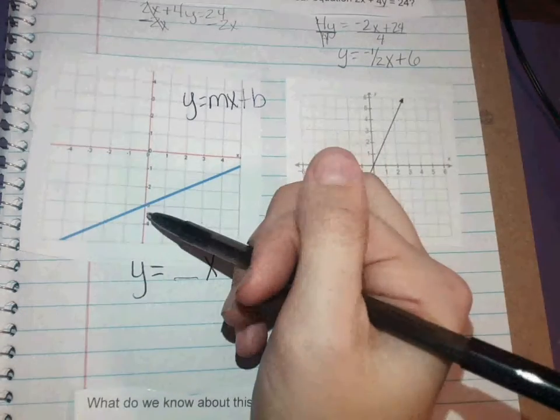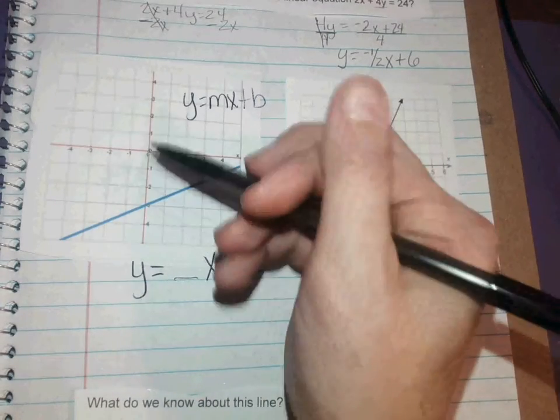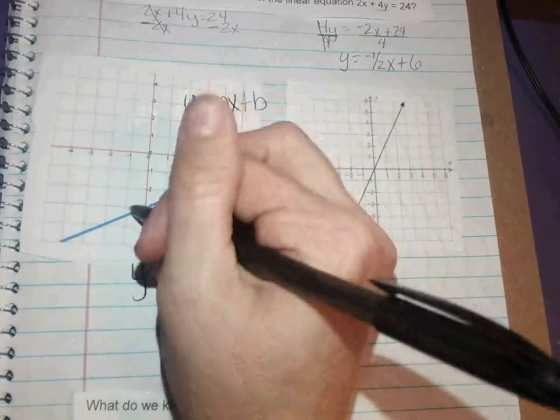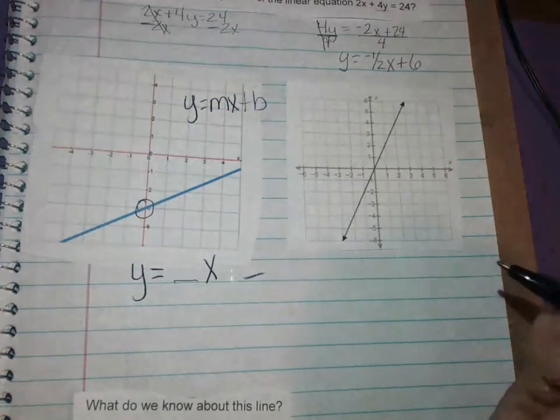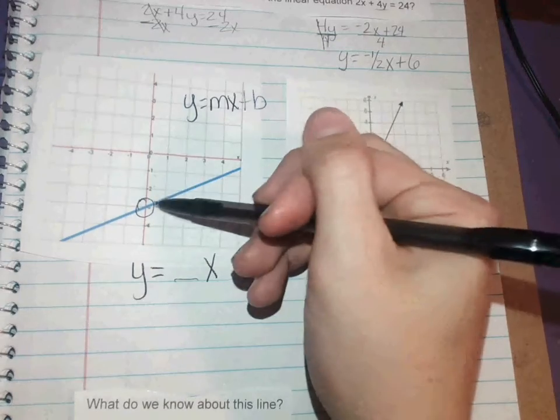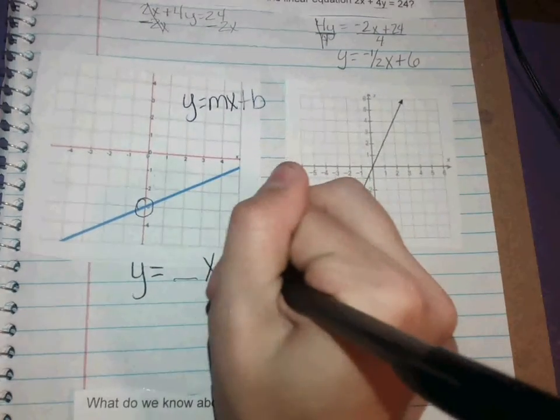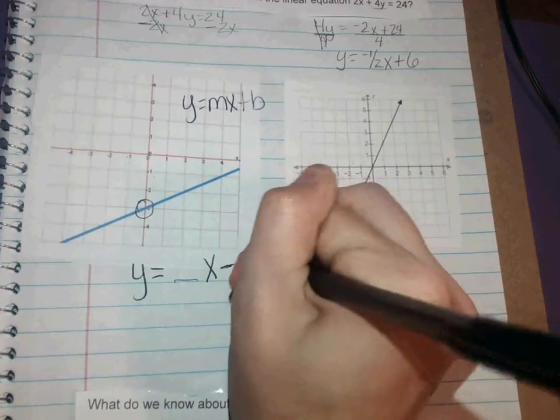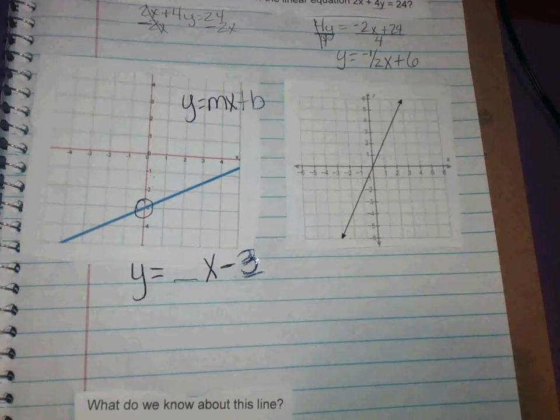So I can look and find my b. That's my y-intercept. That's where it crosses this y-axis. And this one crosses right here at negative 1, negative 2, negative 3. So I'm going to make this minus 3 for negative 3.